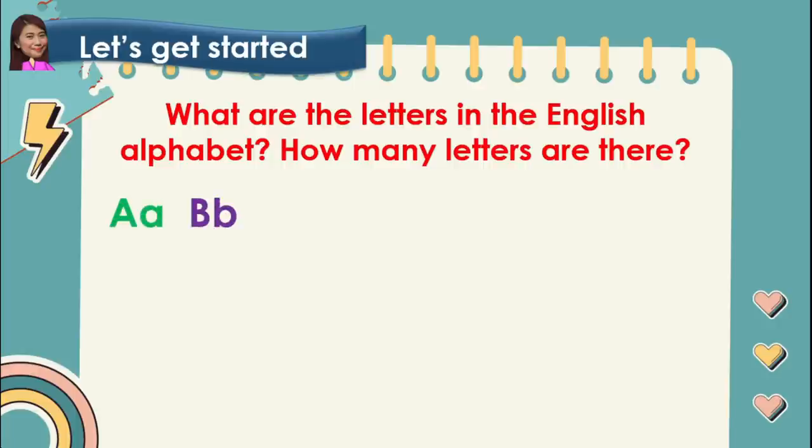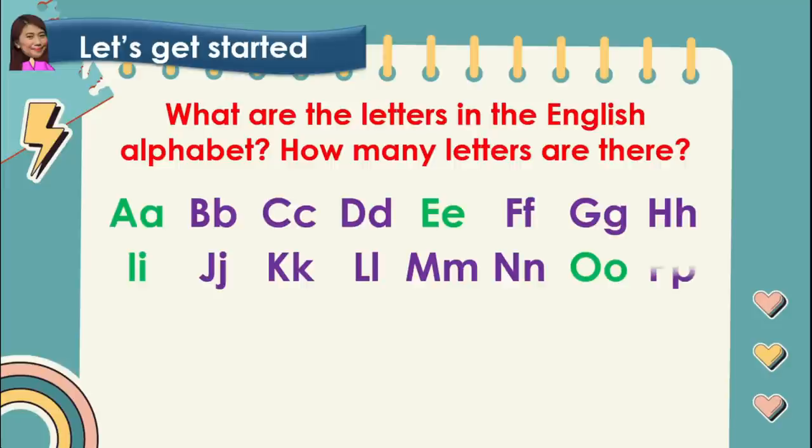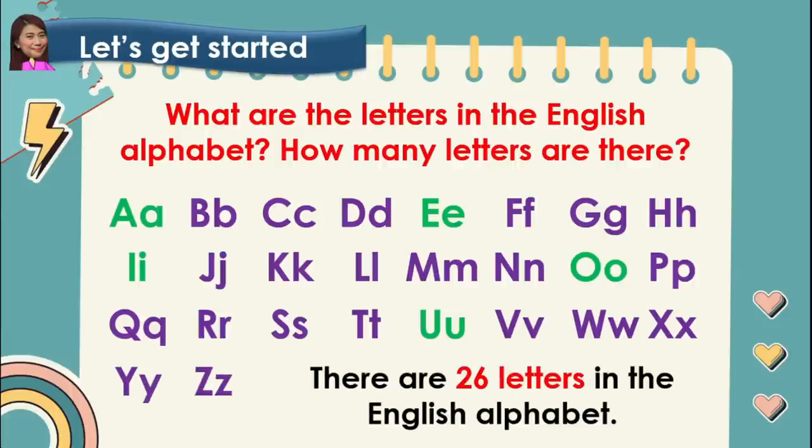A, B, C, D, E, F, G, H, I, J, K, L, M, N, O, P, Q, R, S, T, U, V, W, X, Y, and Z. There are 26 letters in the English alphabet.